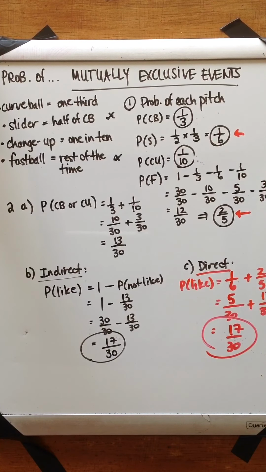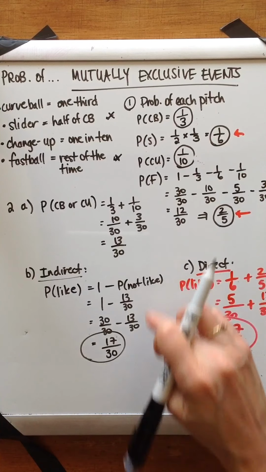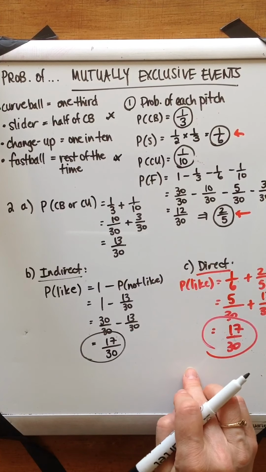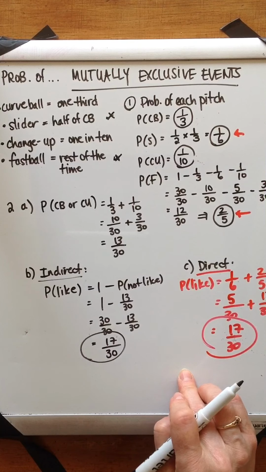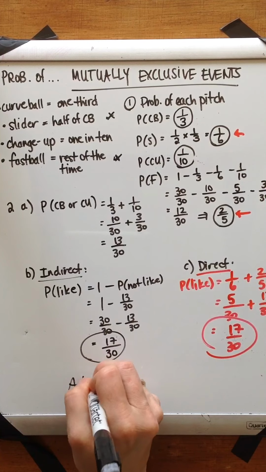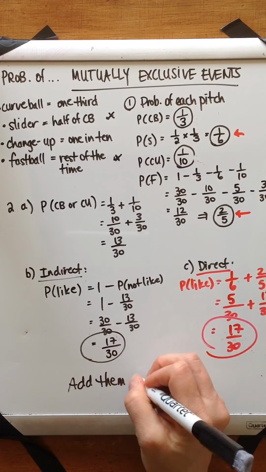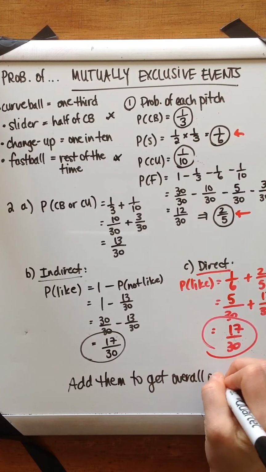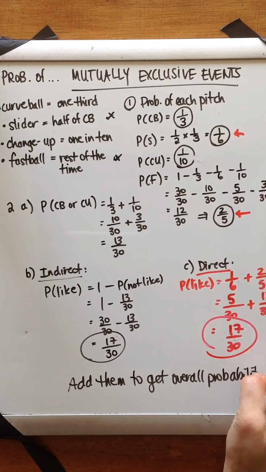Okay. So what do the answers in this question tell you about the probabilities of events that can't happen at the same time? And the reason these can't happen at the same time is because quite clearly she can't throw two types of pitches at the same time. So when you have events that have nothing to do with each other, or that can't happen simultaneously, we can add them together to get the overall probability.